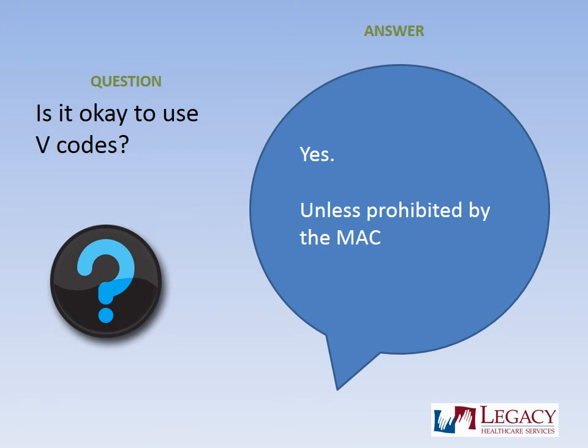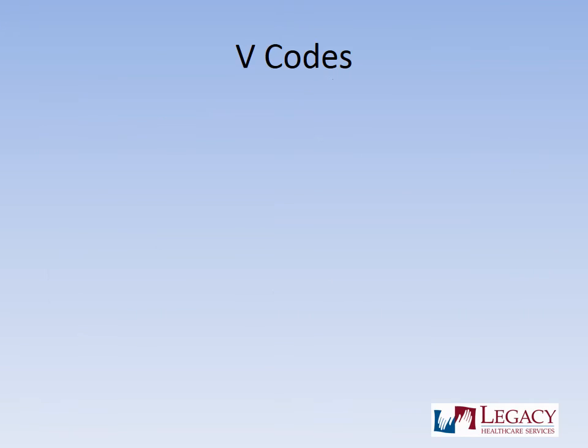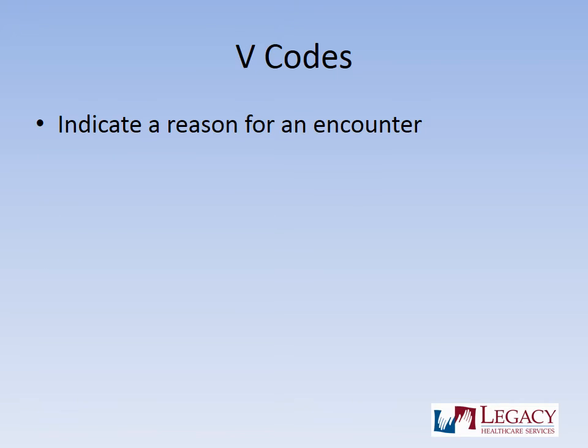Therapists often wonder whether it's acceptable to use V codes. As long as the V code selected is allowed by the MAC, it's okay to use a V code. But what are V codes? V codes indicate a reason for an encounter. They may be used as primary or secondary codes.